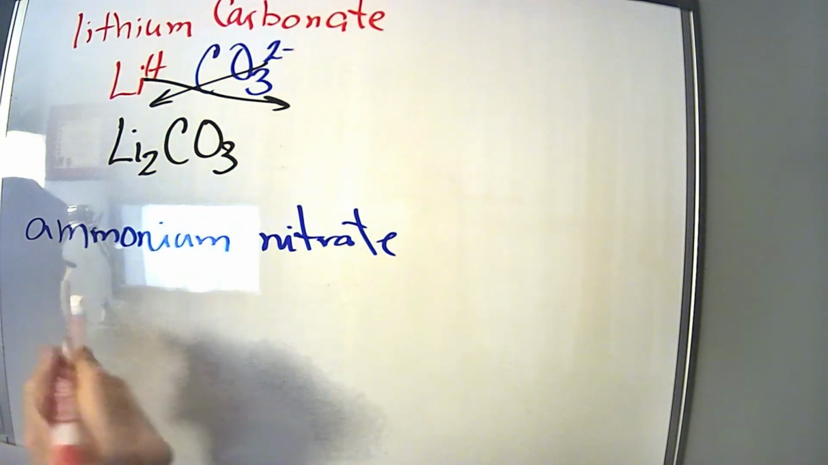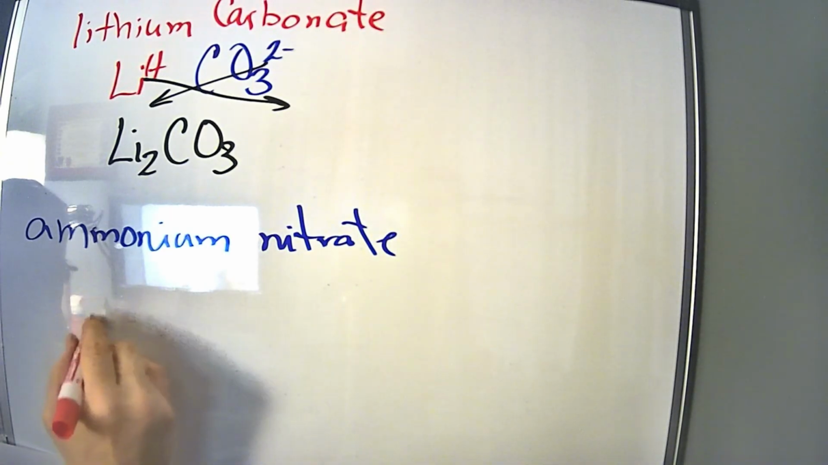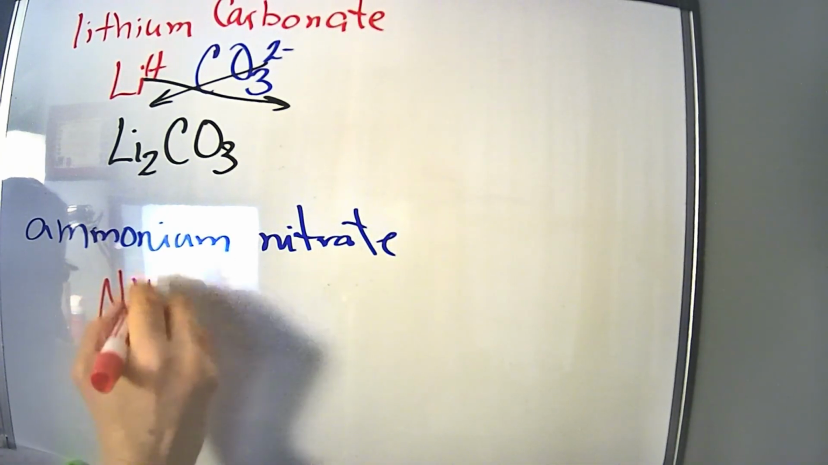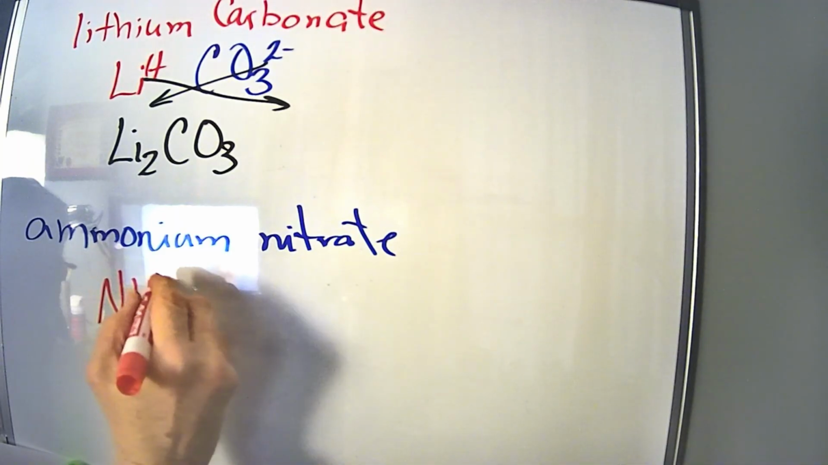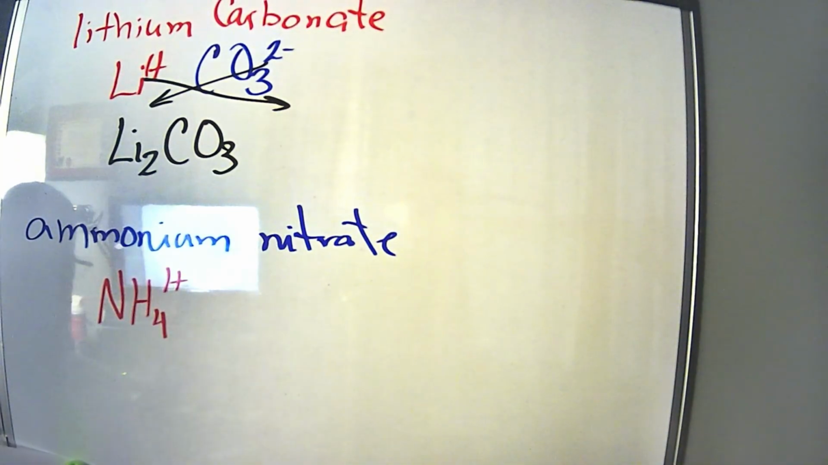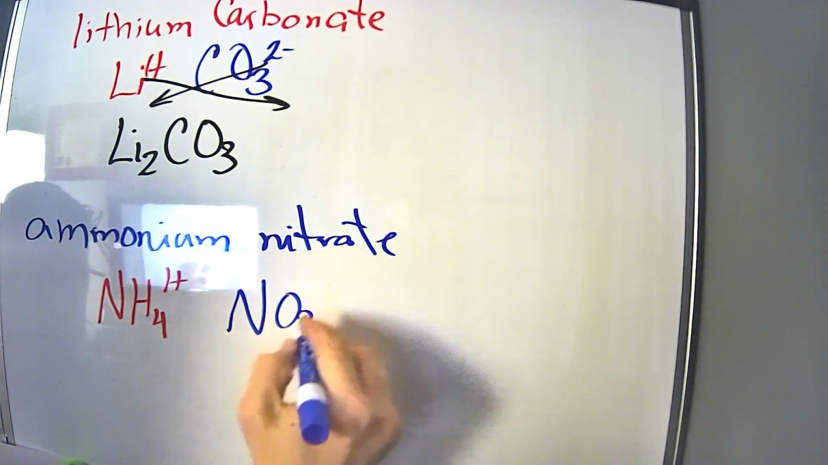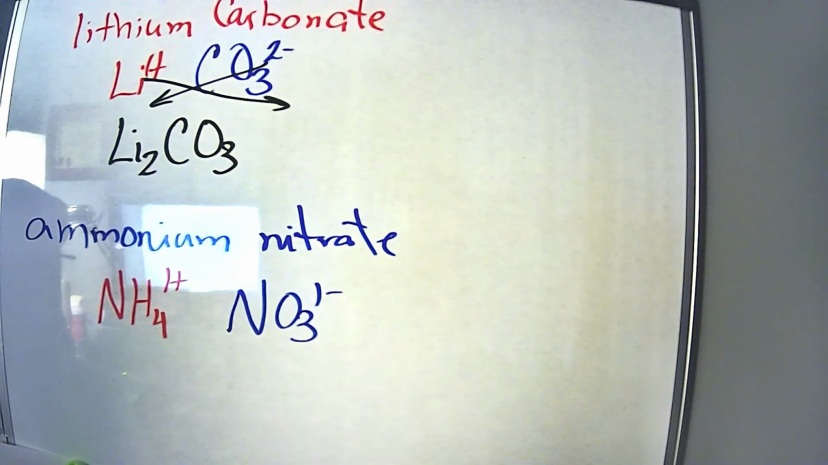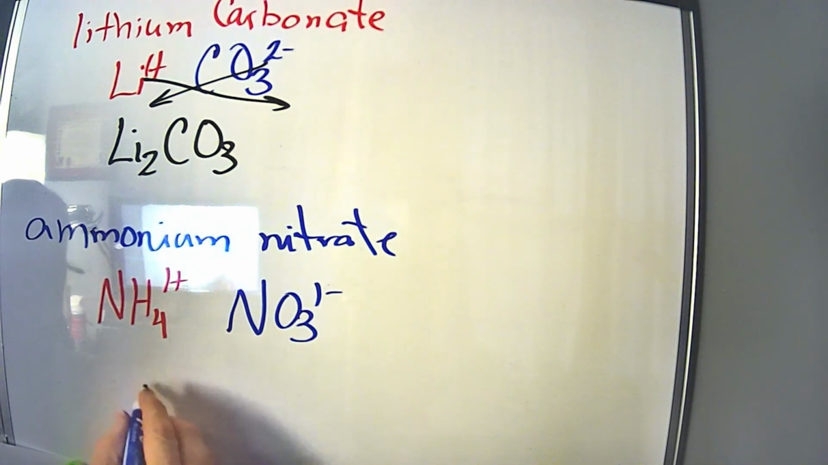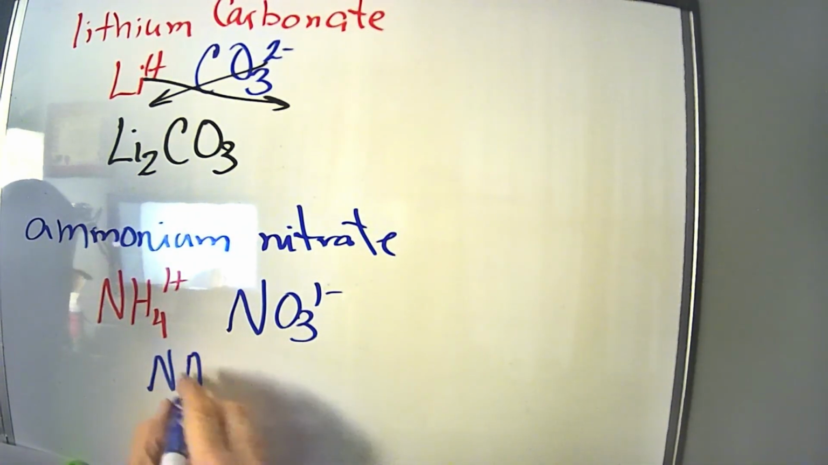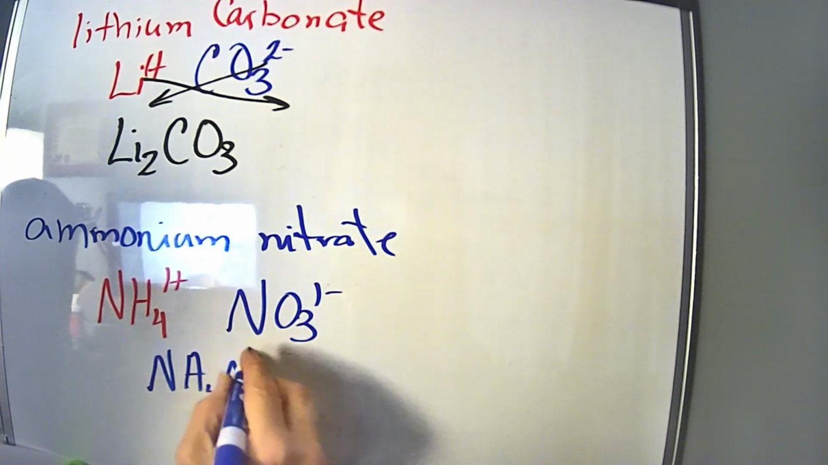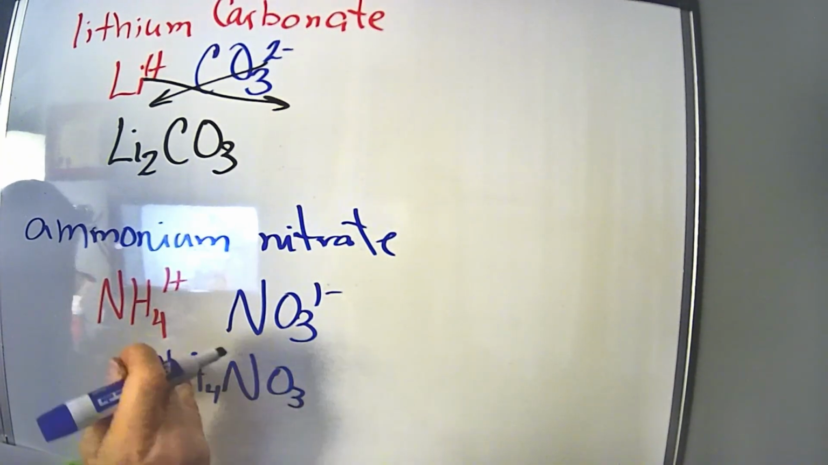Ammonium is one of our few polyatomic ions with a positive charge. It's NH4 with a 1+ charge. Nitrate ion is NO3 with a 1- charge. So this is a pretty simple one. It's simply NH4NO3.